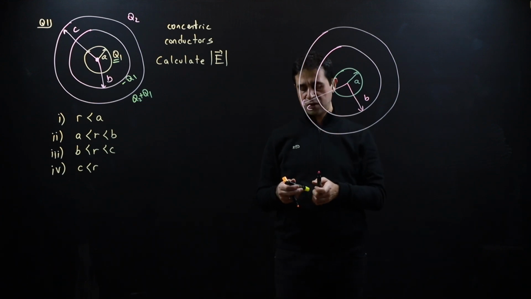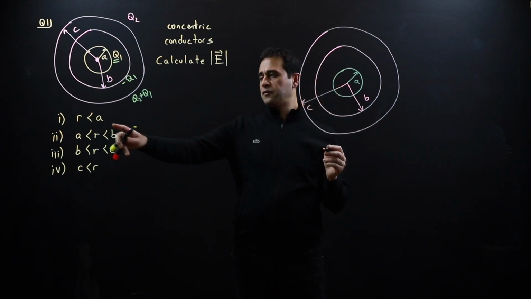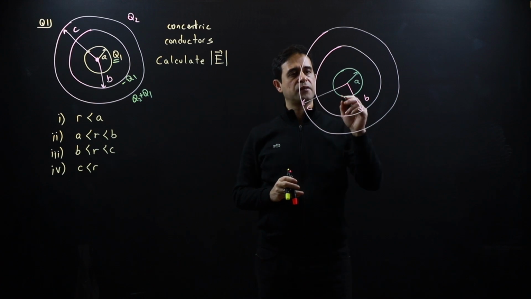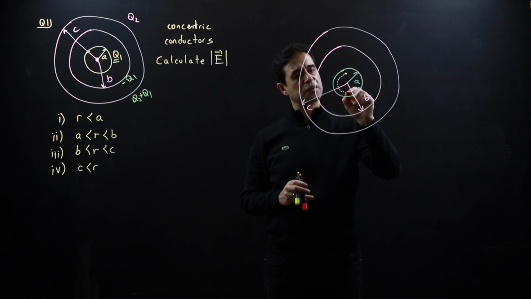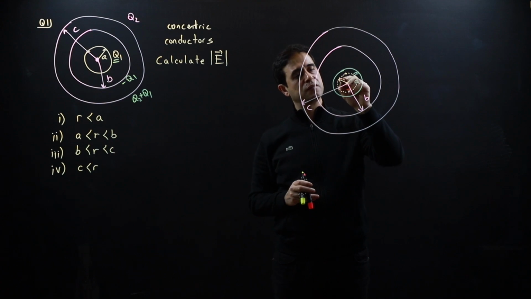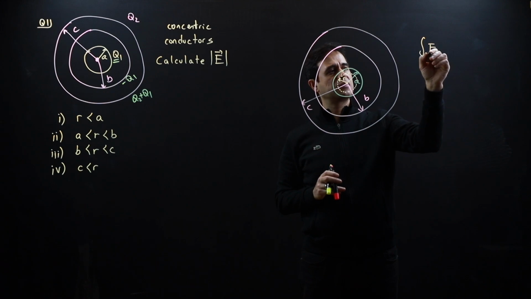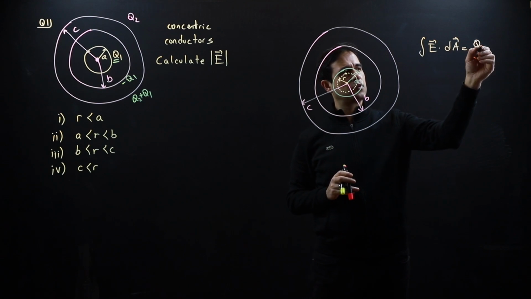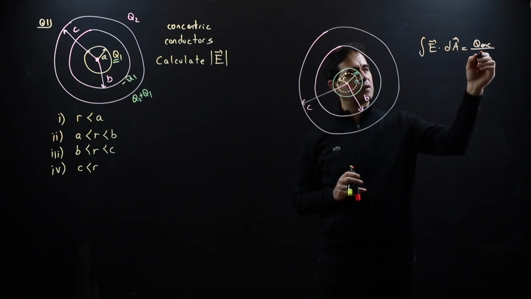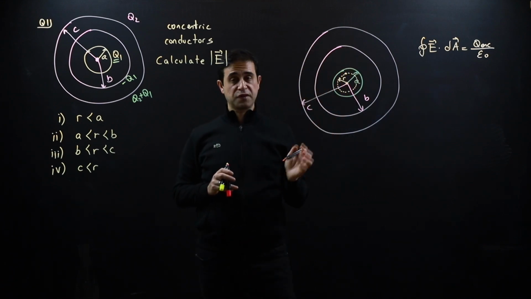Now I'm going to use this color. The first region is when R is smaller than A, so we are interested in somewhere here. I'm going to choose a Gaussian surface, with these dotted lines, and this is R. Gauss's equation tells us the following: the electric flux, the closed surface integral of E dot dA, is equal to Q inside this Gaussian surface divided by epsilon 0.